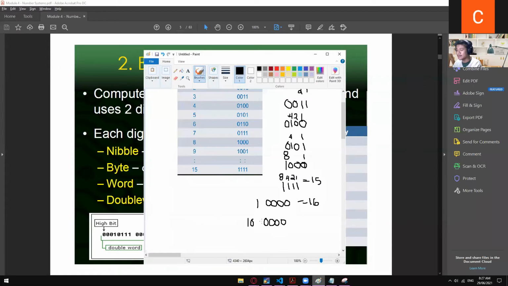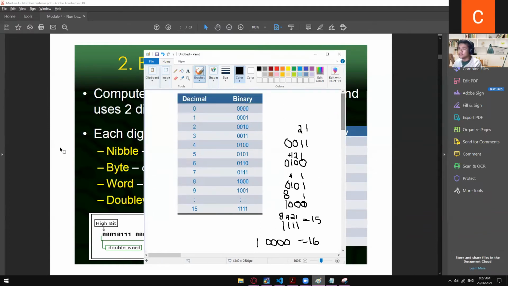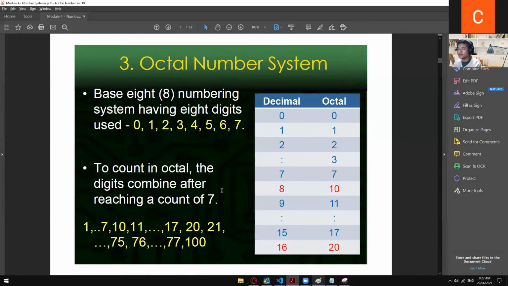So with that, you already know that this one is 8, and then this one is 64, and then this one is 128, etc., etc. All right, so that's it for the decimal to binary.